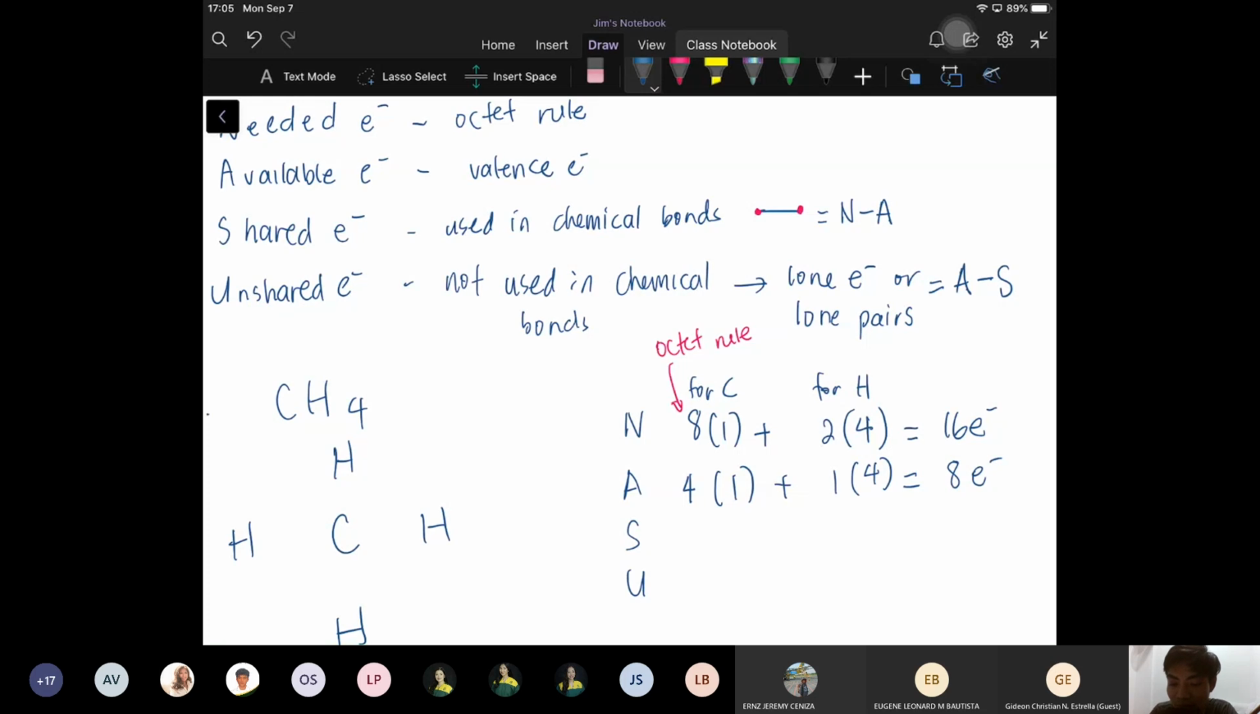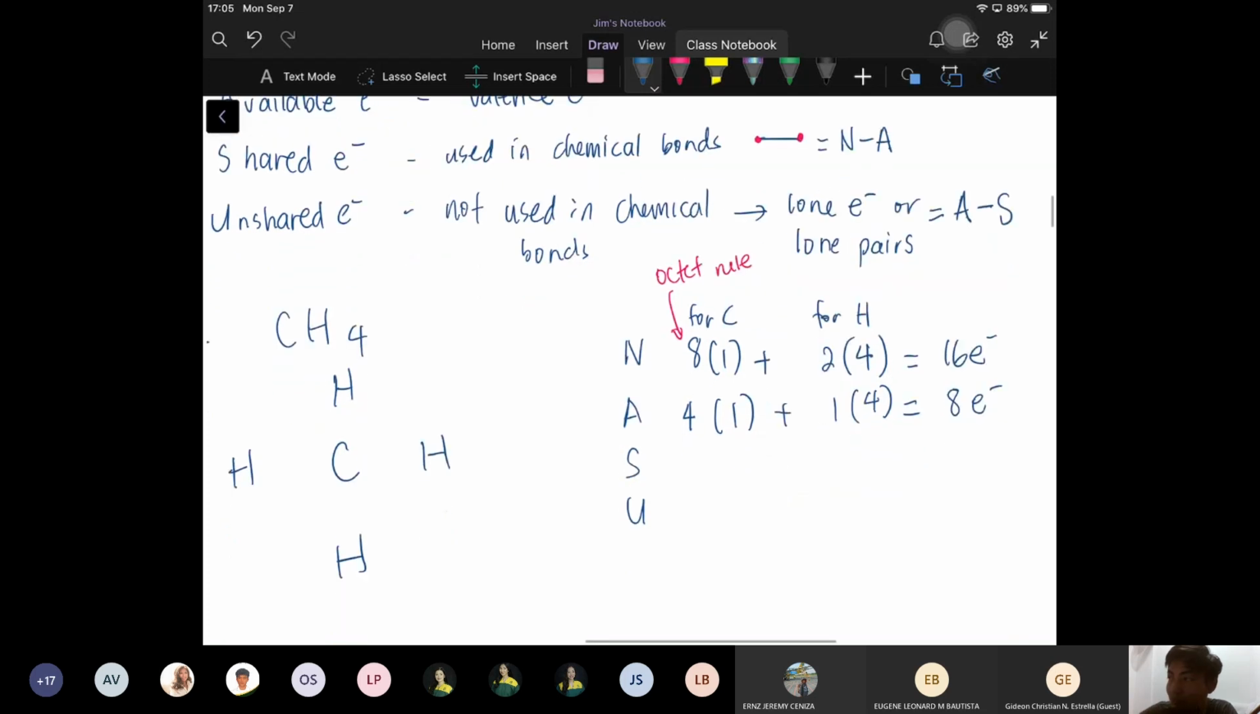Dito na, sa shared. Again, when we say shared, this pertains to the electrons that are shared between atoms in the form of chemical bonds. So the formula to get the number of shared electrons is N minus A, needed minus available. So that is 16 minus 8, which is also 8 electrons. Lagay ko na nandun sa gilid.